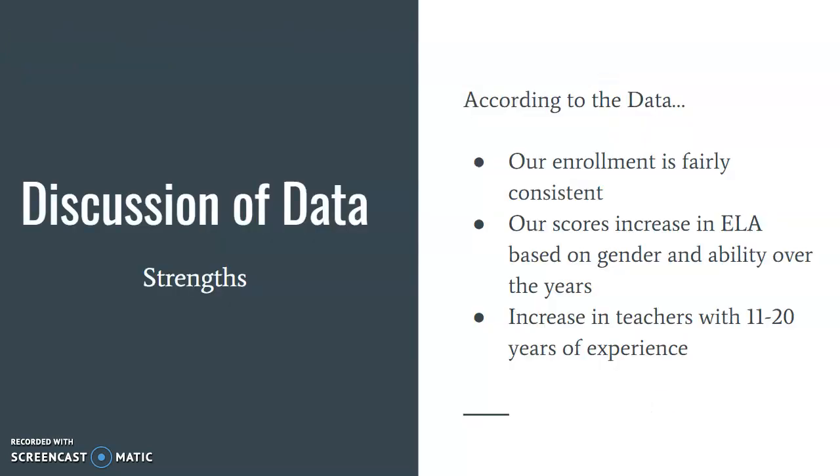After reviewing the data, we can surmise that the strengths within our data include the following points. The enrollment at our school is fairly consistent, with our numbers being around the same throughout all 3 years. Our schools are steadily increasing in ELA based on gender and ability over the years. And we are increasing in our experienced teachers as well, with 11 to 20 years of experience increasing the most.